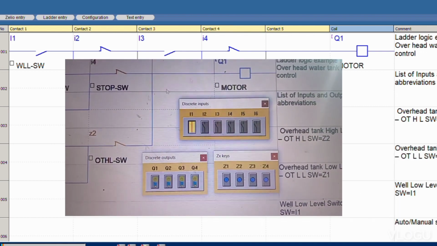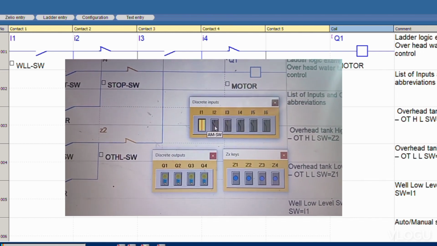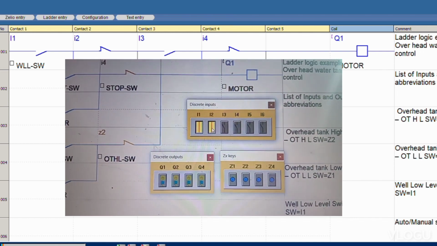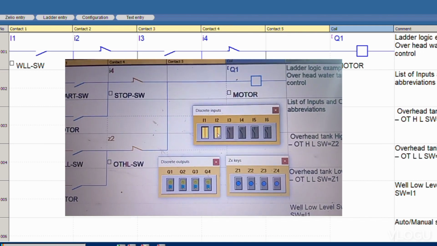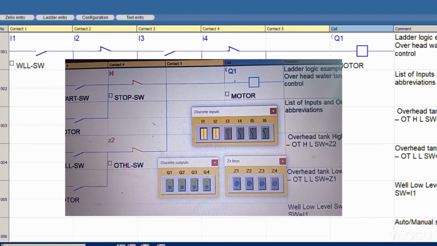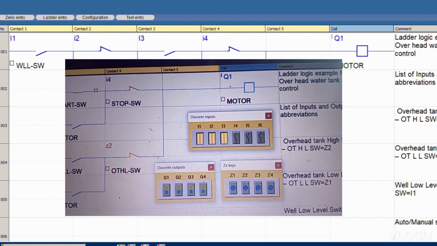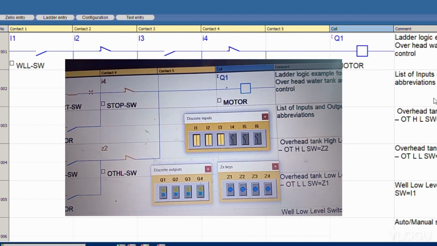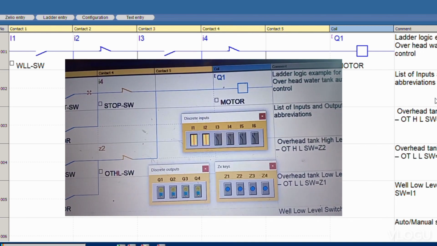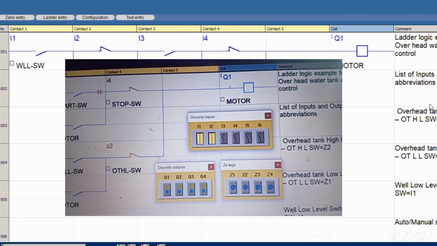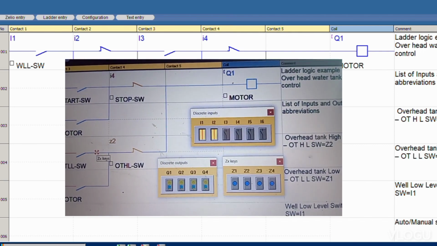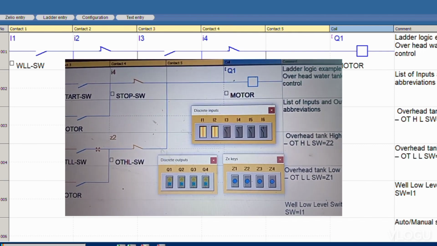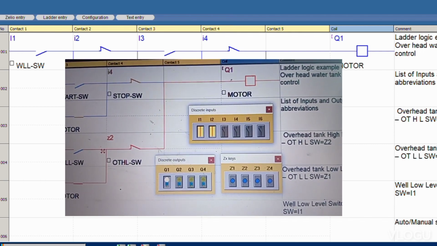Auto mode, which one? I2. This one, auto mode on. After that, the motor is still not running. Then I press start, but it is not running, because this one is already in auto mode. So I turn the low level switch on. Low level switch I1 on only.